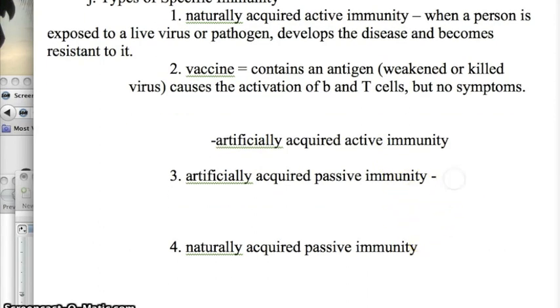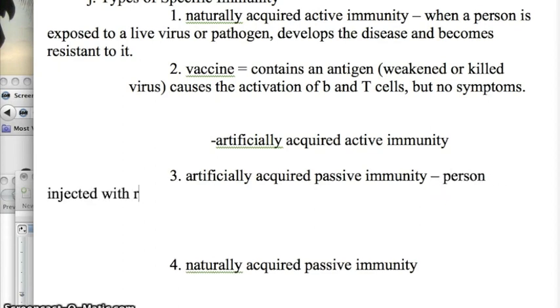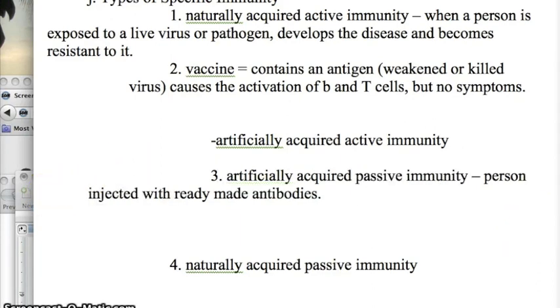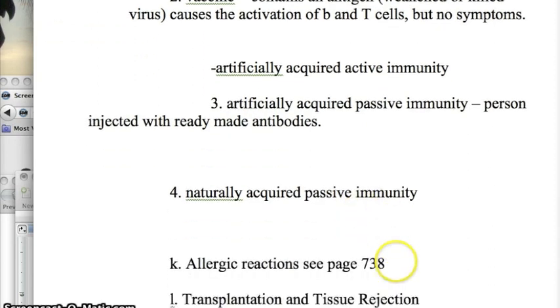Then we have artificially acquired passive immunity. This would be when a person's injected with ready-made antibodies. And these would be usually separated from a person whose blood plasma, so a person maybe was sick and immune to that disease, and so they would then take the antibodies out of their blood. And then naturally acquired passive immunity is the short-term immunity that a mother gives to her infant.